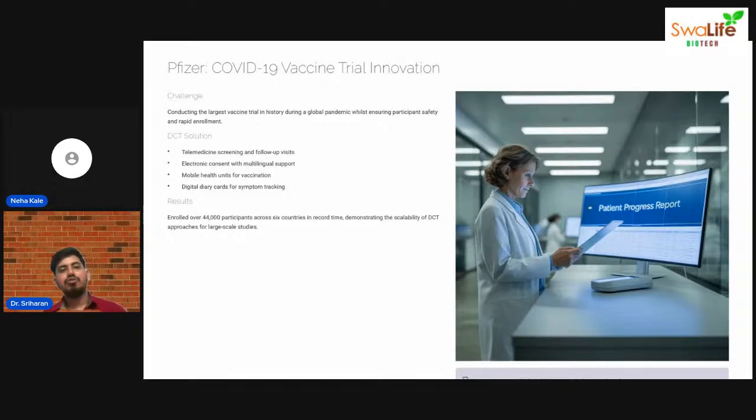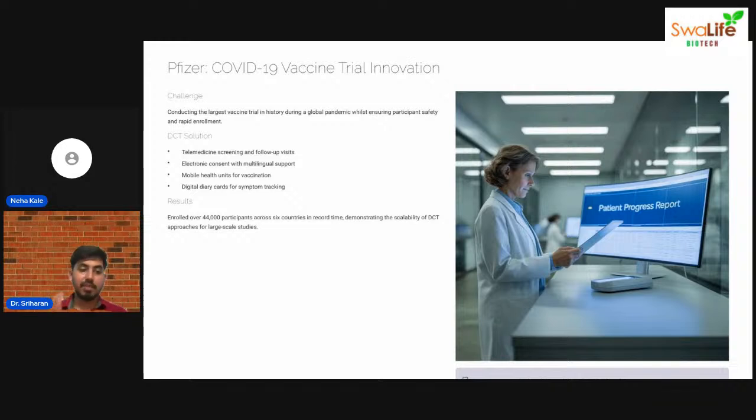Here Pfizer also did the COVID-19 vaccine trial innovation, which is nothing but studying the vaccination side effects. They are targeting how the vaccine's side effect area behaves. Here the DCT tools we are using are telemedicine. Telemedicine is nothing but giving assessment and feedback using video conference. Likewise, electronic consent.